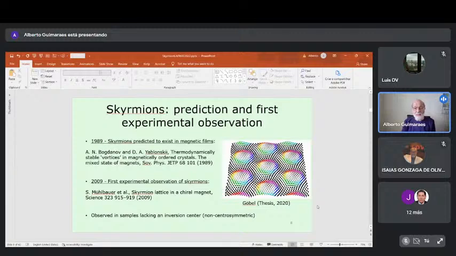The magnetic Skyrmions were predicted at the end of the 1980s by Bogdanov and Yablonskii, and they were observed experimentally for the first time 20 years later in 2009, that is some 10 years ago. The illustration here shows that the Skyrmions can appear in lattices, as shown on the right.